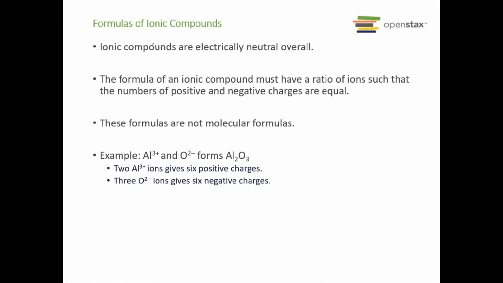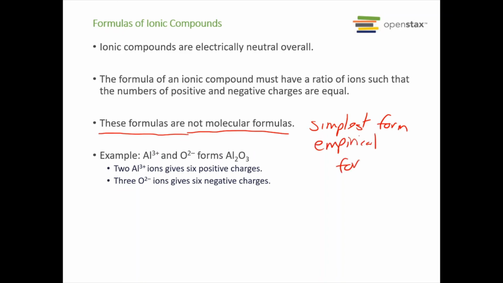Now, formulas of ionic compounds. Again, these ionic compounds are electrically neutral. Their charges have to balance out. The formula of an ionic compound must have a ratio of ions such that the number of positive and negative charges are equal. These formulas are not molecular formulas, so that's really important. When you do ionic compounds, these are going to be in their simplest form, which is also referred to as an empirical formula. Just keep that in mind.